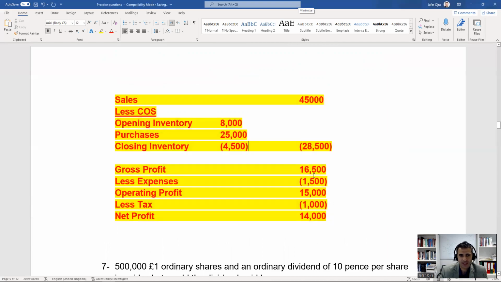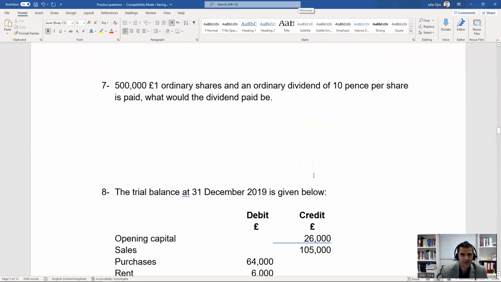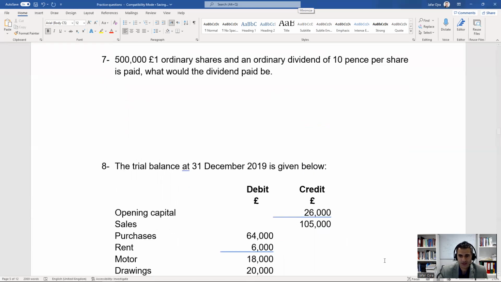Here we go. Excellent. Let's have a look at question number 7 here. So 500,000 at £1 ordinary shares. When you see this 500,000, this is the number of shares and not £500,000. That's really important. 500,000 shares at £1 ordinary shares mean this is a nominal value.